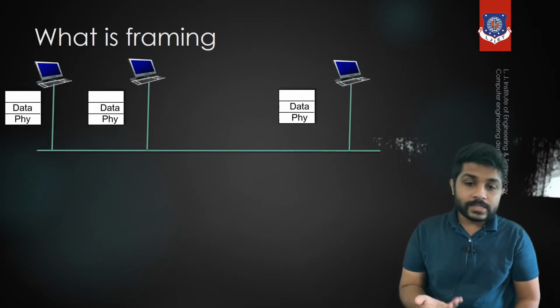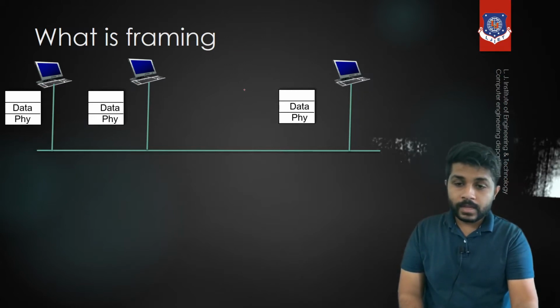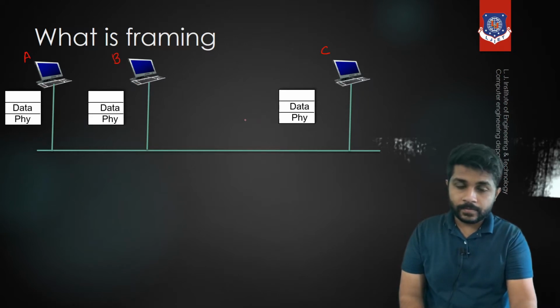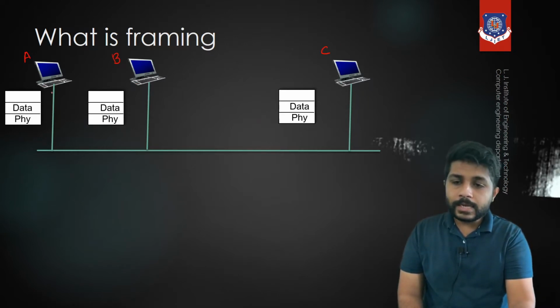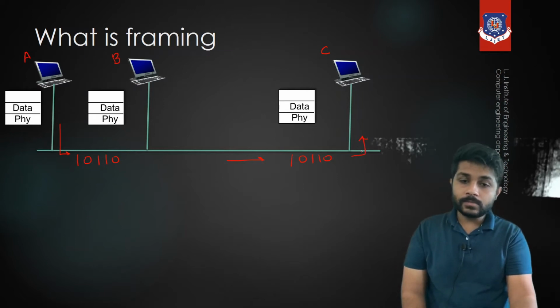Now, what is framing? You can see that on the screen there are three devices which are connected via a single cable. Suppose this is device A, this is device B and this is device C. Suppose A wants to send some data to C. So A will send some data, let's say for example 10110, and when A sends the data, it will arrive at device C as 10110 and C will simply receive the data.